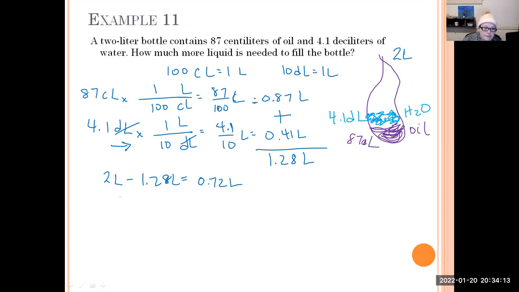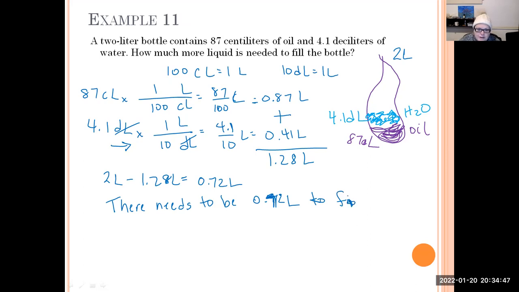Well, there needs to be, you don't have to write all this. I'm thinking, okay, there can be 0.72 liters to fill the bottle. I was thinking of there needs to be 0.72 liters to fill the bottle. Liters of liquid or liters, whatever. There needs to be 0.72 liters to fill.